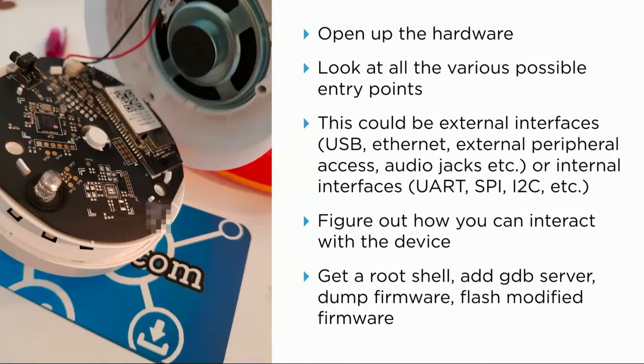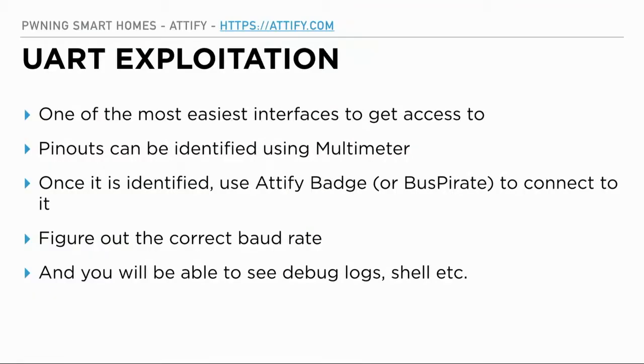So look for all the different interfaces, both external and internal, things like UART, SPI, I2C, which can be extremely useful for hardware pen testing. Figure out how you can interact with the device. There is a specific set of hardware that you can use. If you have heard of Bus Pirate, you can use that to interact with the hardware communication protocol. Once you do that, in most cases, you will end up with an unauthenticated root shell. So UART is the first thing that you'll exploit.